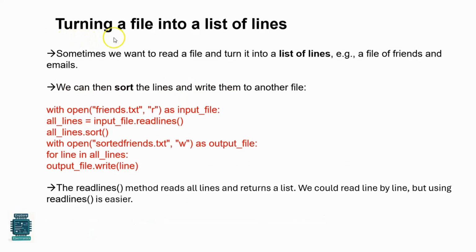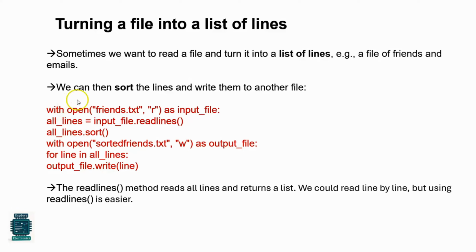The next topic is turning a file into a list of lines. Sometimes we want to read a file and turn it into a list of lines, for example, a file of friends and emails. We want to read it and turn it into a list of lines. We can then sort the lines. We have to sort that first and write them into another file.